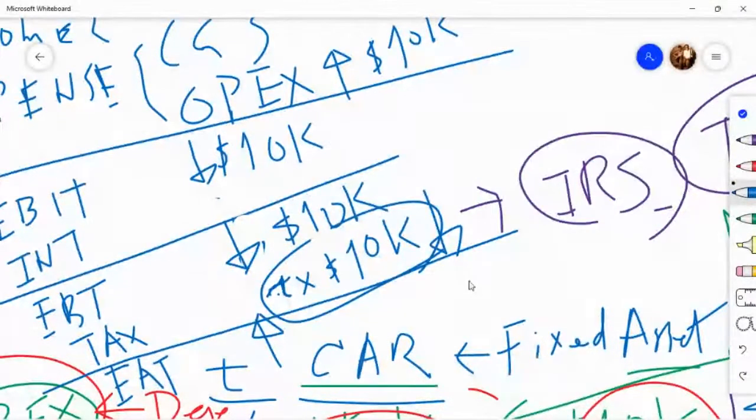depreciation does. So depreciation actually, that's why they call depreciation non-cash outlay. Non-cash outlay. What does that mean? What does non-cash outlay mean?